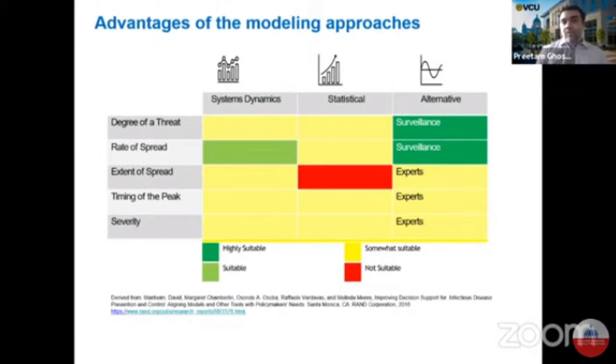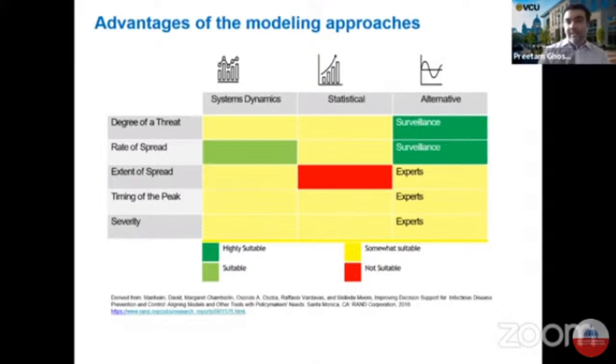Now, how do you do a modeling evaluation of these types of models? If you're looking at the degree of threat or the vulnerability of a zone, let's say, both system dynamics and statistical models do not perform that well. They're in the yellow zone. But surveillance, where you're actually recording the number of infections and doing contact tracing, plays a much better role in understanding the degree of threat and the amount of spread. If you're trying to identify the rate of spread, system dynamics models work a lot better than the statistical models.